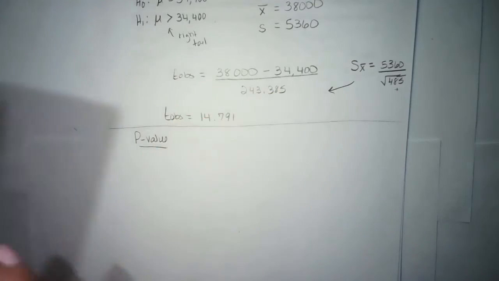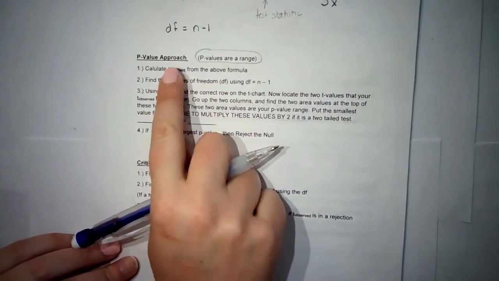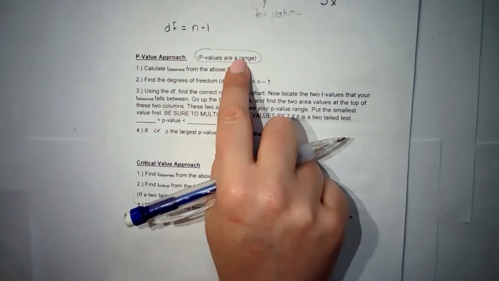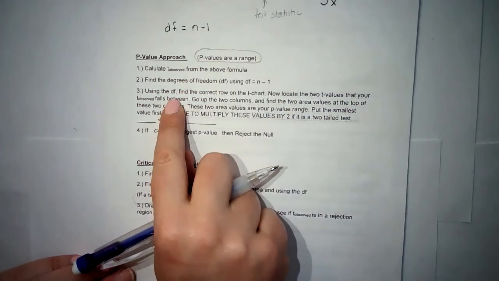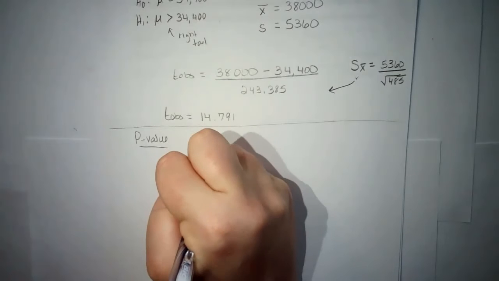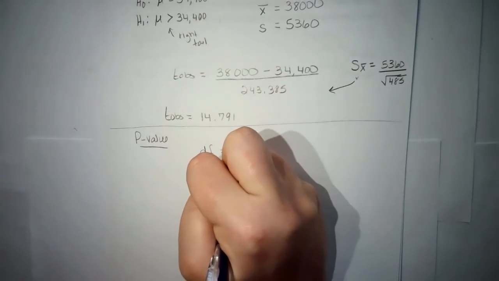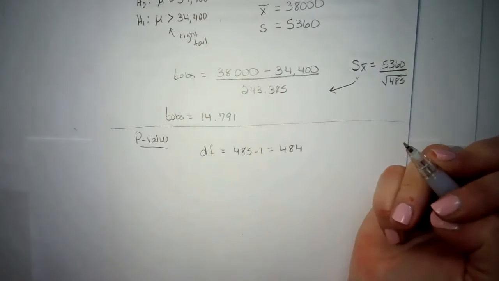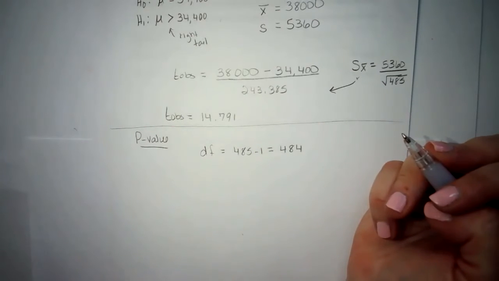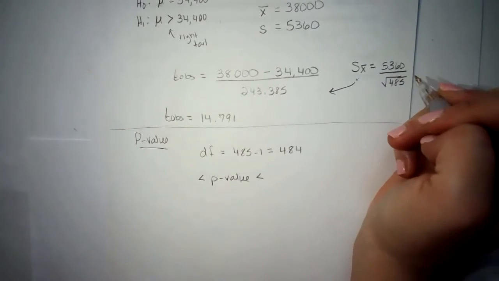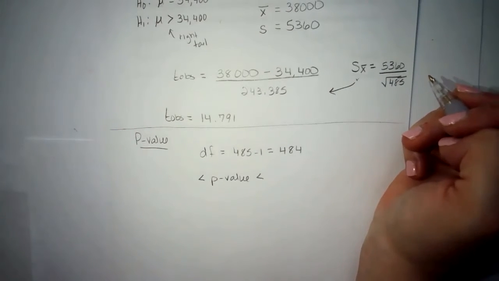Okay, so we go to our little page. We already have T observed. Now remember, p-values are a range only for sigma unknown. That's the only one, but they're a range. So we're going to find degrees of freedom. We're going to look inside our chart, and we're going to go straight up and find our formula. So 485 minus 1, whoa, holy moly, 484 degrees of freedom there. And then we know our p-value is going to be a range between two of our top numbers, right?